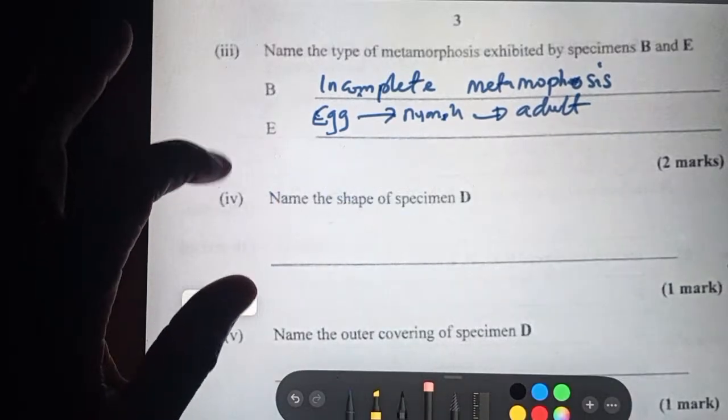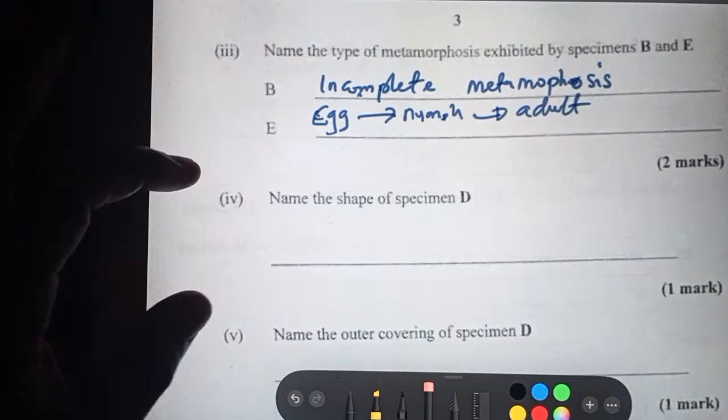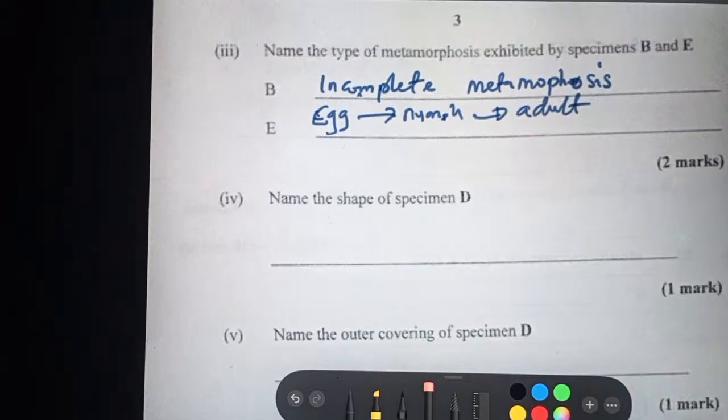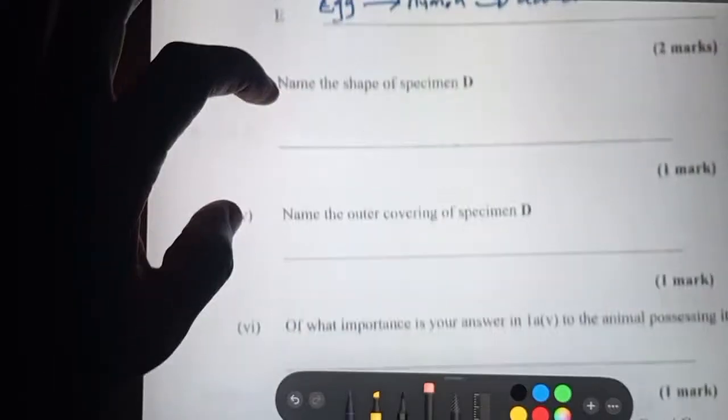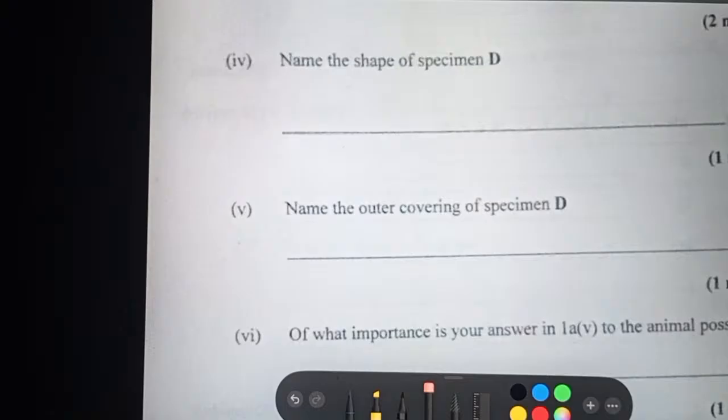Then they say name the shape of specimen D. Of course, none of the specimens that came out is one they will ask us the shape of, I don't think. Then the other question says name the outer covering of specimen. It's possible, like shell for snail. The outer covering is shell. So if they tell you to name that one, you say the name is shell.